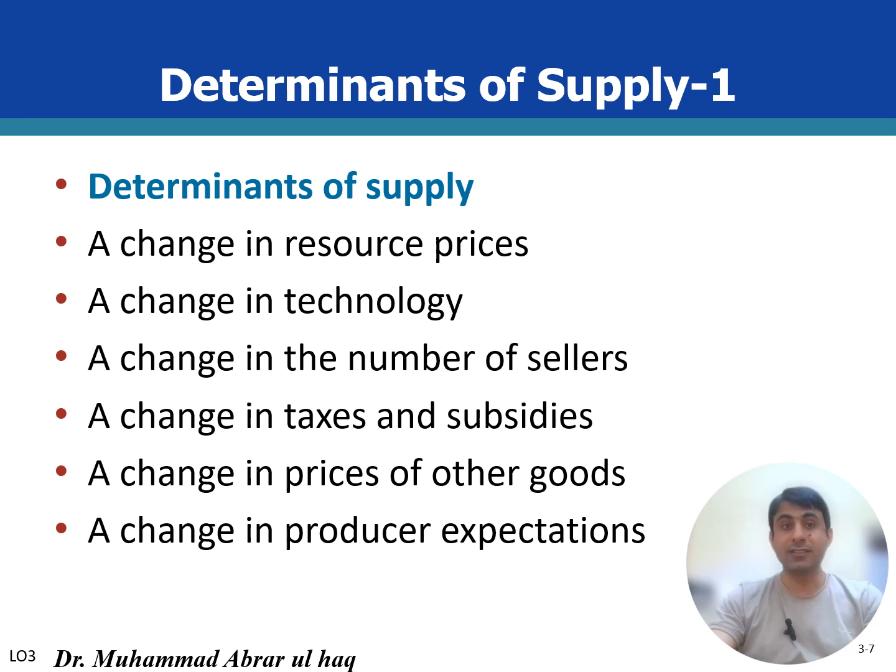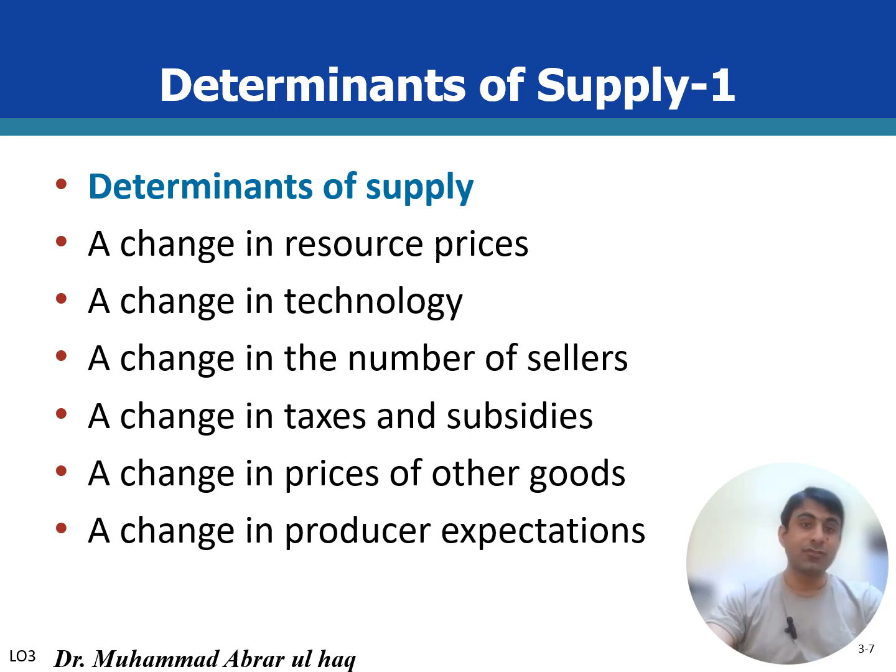Changes in taxes or subsidies. Taxes imposed on production or subsidies provided by the government directly affect the cost of production. So higher taxes increase the cost of production, reducing the supply, so the supply curve will shift leftward. And vice versa, if the government provides subsidies, which lower the production cost, that incentivizes producers to increase the output and thus increases the supply in the market.